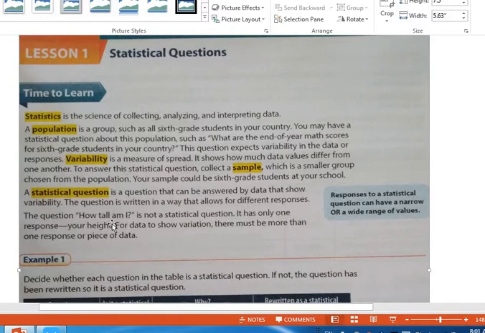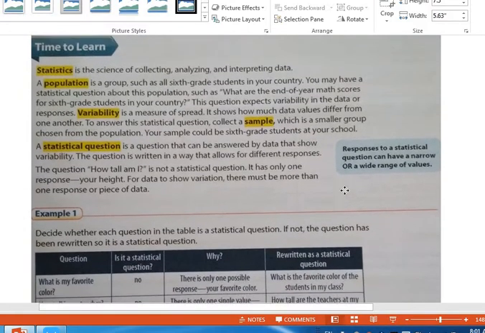The question, how tall am I, is not a statistical question. It has only one response, your height. For data to show variation, there must be more than one response or piece of data. Responses to a statistical question can have a narrow or wide range of values.